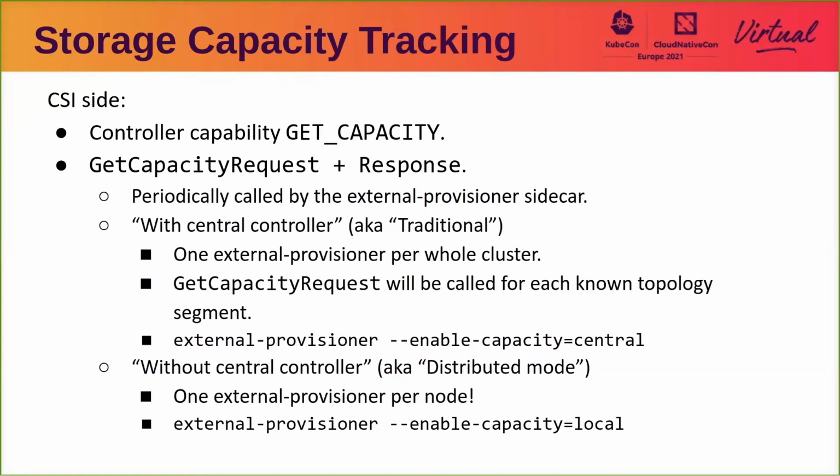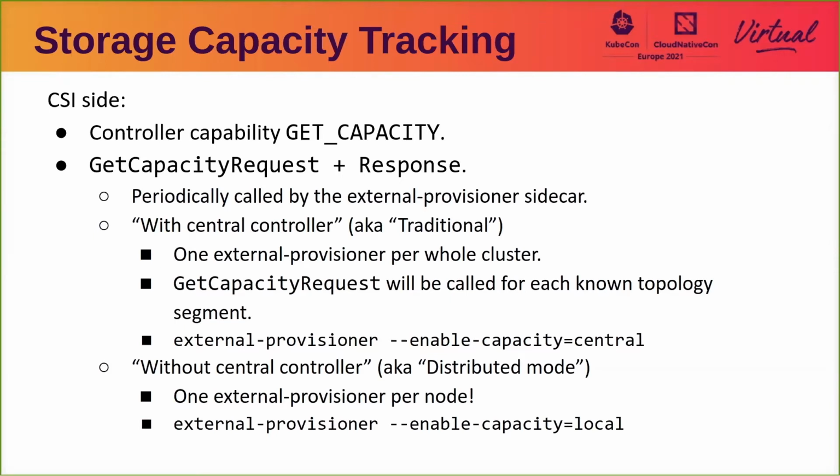The first one is the one that we already know, where the external provisioner runs only once in a cluster in a controller pod. This is called with central controller. And the external provisioner will call the CSI driver with GetCapacity requests for all the topologies it can find. So we assume that this CSI driver that runs in a pod with the external provisioner has some kind of API to query the storage backend for capacities of different storage topology segments.